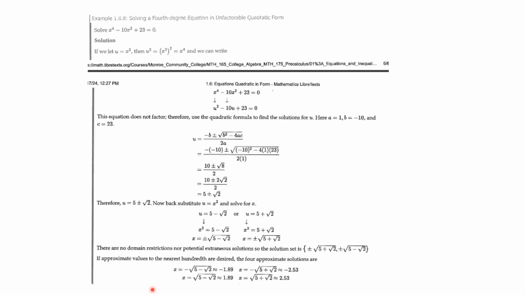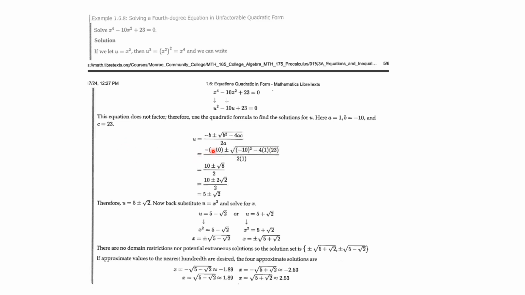Finally, we return to our original thing of u equaling x squared. So we're going to solve x to the fourth minus 10x squared plus 23 is equal to 0. Here we're going to let u equal x squared, because u squared is equal to (x squared) squared, that's x to the fourth. So we can write our original equation as u squared minus 10u plus 23 equal to 0. Now this equation doesn't factor, so we have to use the quadratic formula.